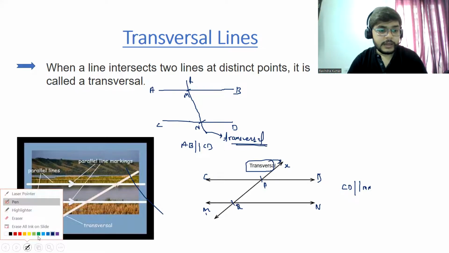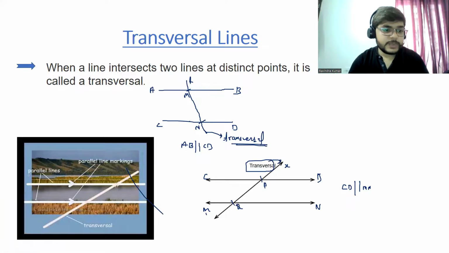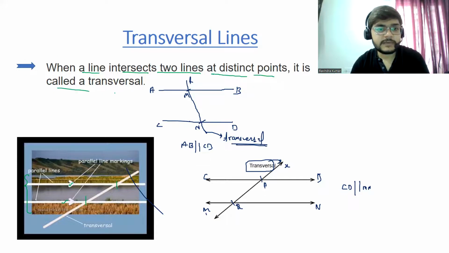Now let's look at this picture. It is also clearly mentioned here. These are the parallel lines and this is the transversal, because it is intersecting parallel lines in two distinct points. Understand? Right. Very good. Now, let's come to the definition. When a line intersects two lines at distinct points, it is called a transversal, right?